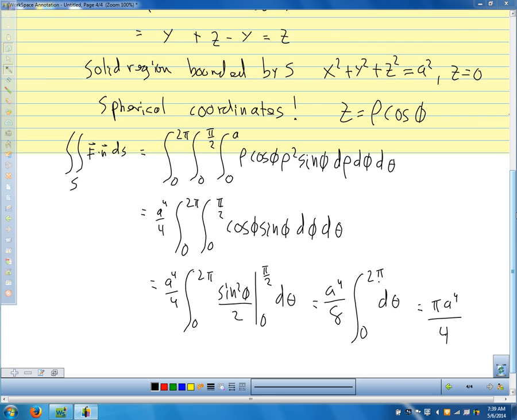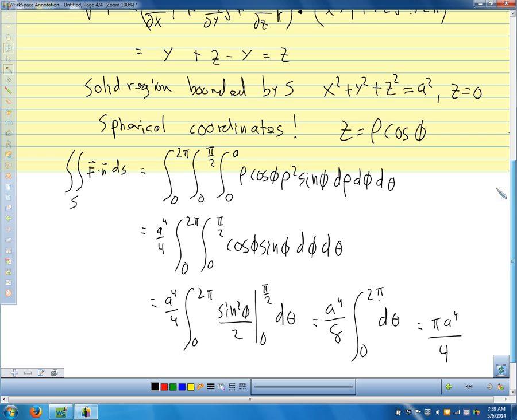So when we have a closed surface, it is often much easier to evaluate this triple integral than it is to evaluate the surface integral. Sometimes the surface integrals can be difficult to evaluate, so this can save us a lot of work. All right, questions there? All right, the last thing I want to talk about with the divergence theorem is finally a physical interpretation of the divergence.